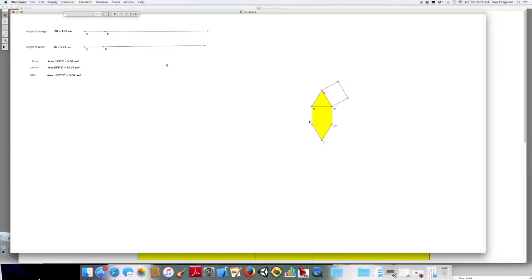And I'm going to make my quadrilateral interior. Construct quadrilateral interior, and then measure the area. And that is my right side. So far, so good. And now I have to do my left side.